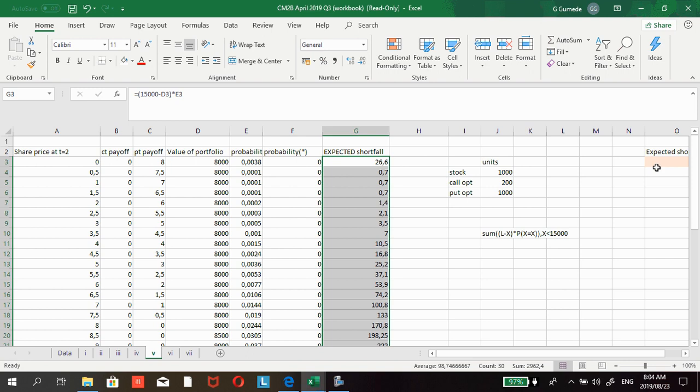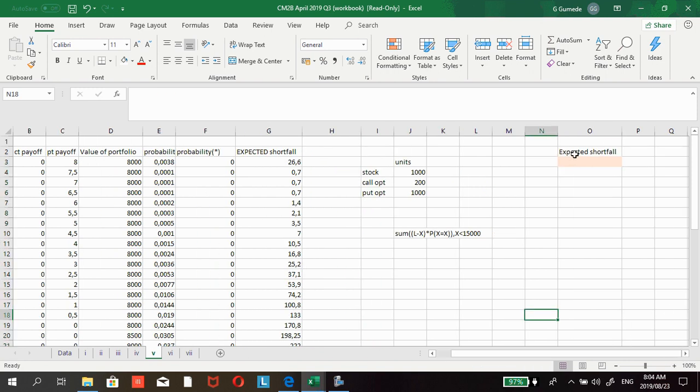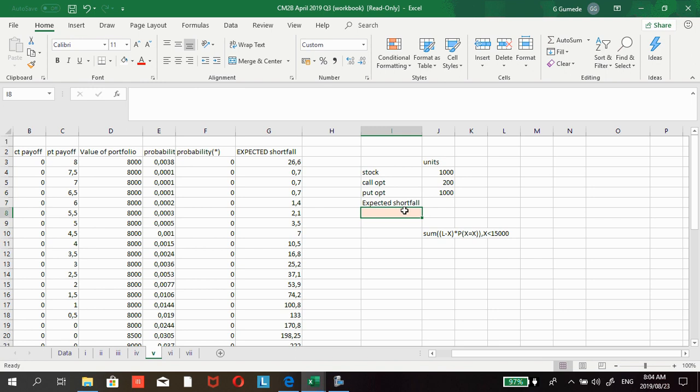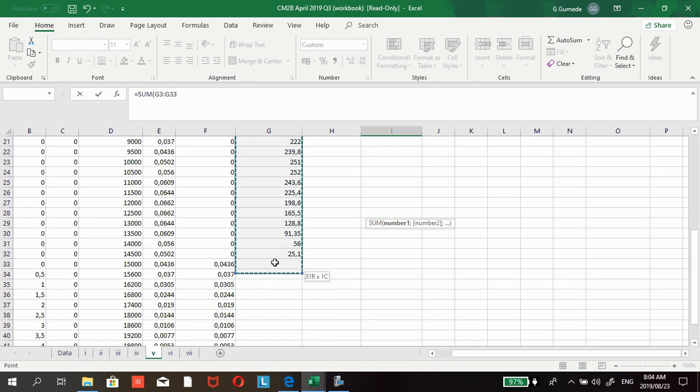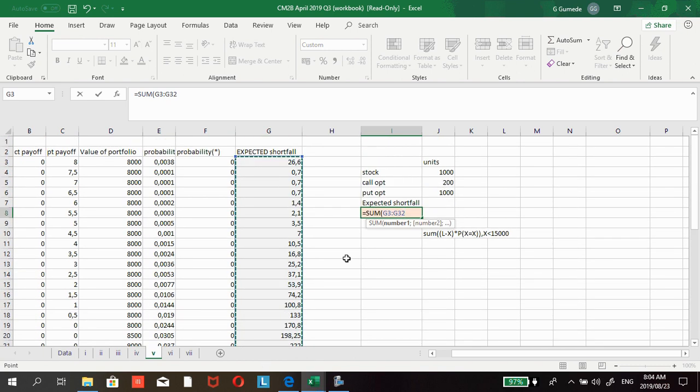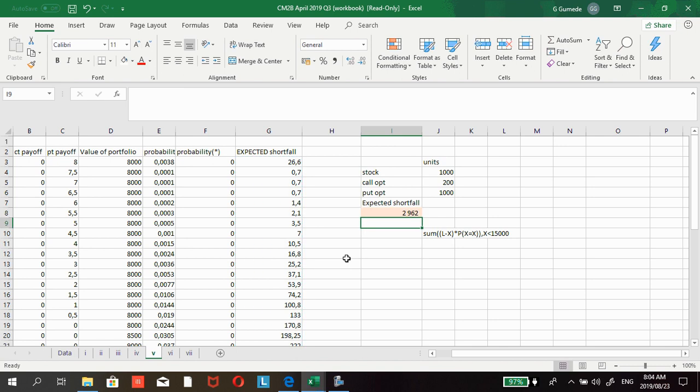Now, do you agree with me that the expected shortfall will just be the sum of these values here? So I'm going to say this here is equal to the sum of this whole thing here. I'm going to close my bracket, then press enter. And you see my expected shortfall is 2962.